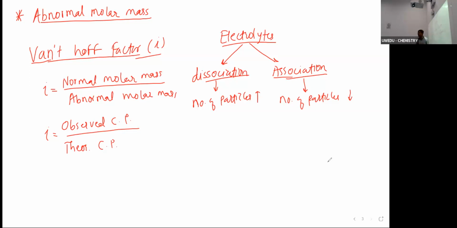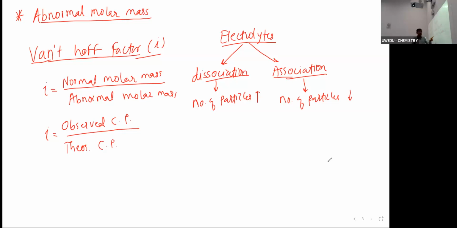Okay, so dissociation means particles increase. Dissociation means when NaCl is added into water, it dissociates. So 1 mole of NaCl you add, and the number of particles becomes 2, Na plus and Cl minus. So this is dissociation. And association means you added 2 particles, and these 2 particles combine to form 1. So this is association, and the number of particles decreases.